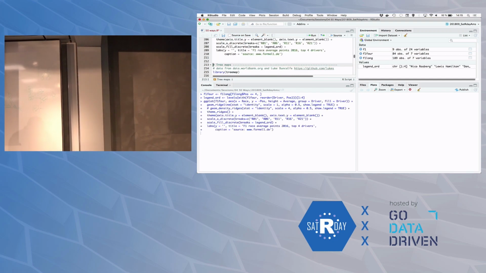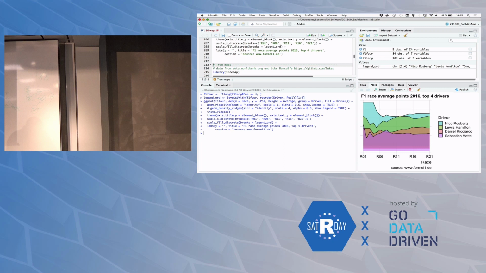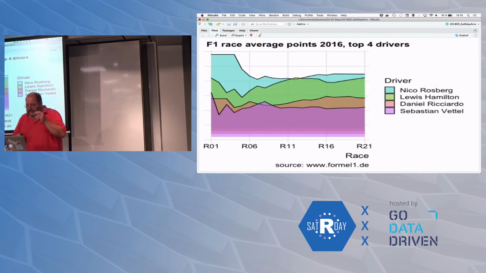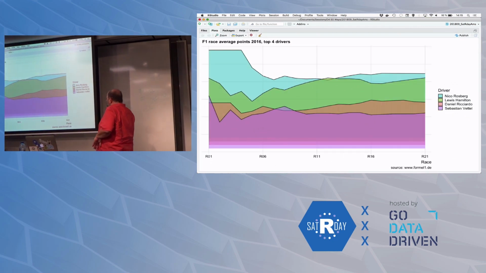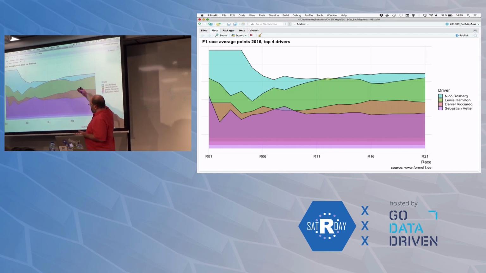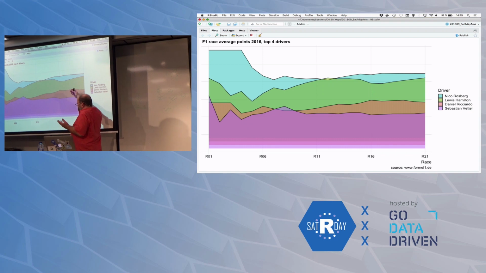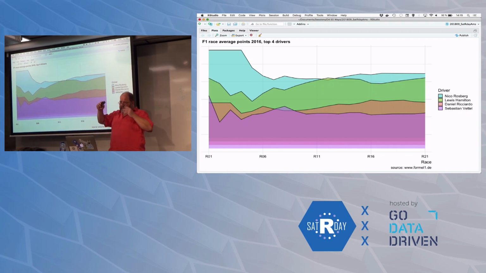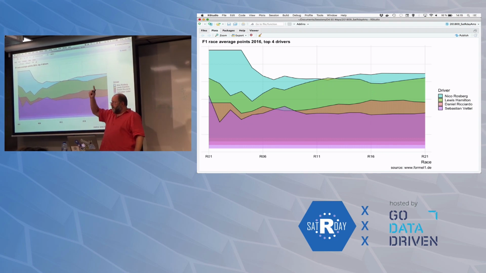There you go. So, those are the ridge lines. They have the visual effect as if they were one behind each other. So it's like, I don't know, I don't like them very much. But that was one example where someone came up to me, hey, can I do joy plots?